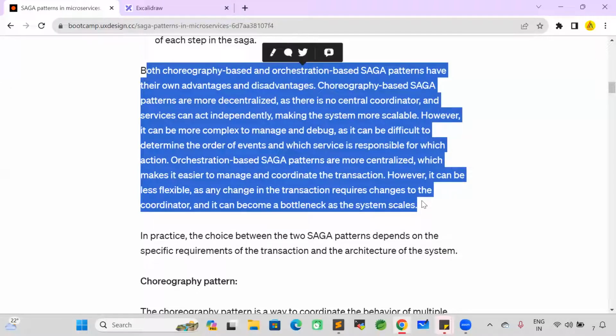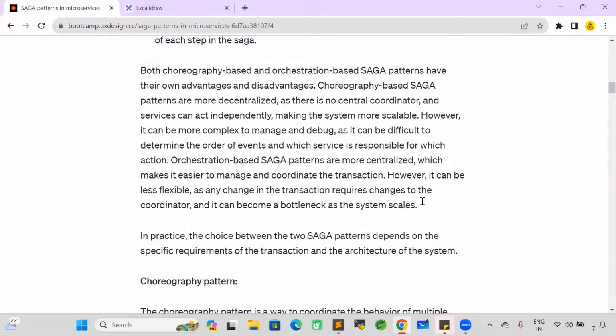Read that. Which one is recommended? Is choreography recommended or is orchestration recommended? You read it. When to go for choreography and when to go for orchestration based SAGA.